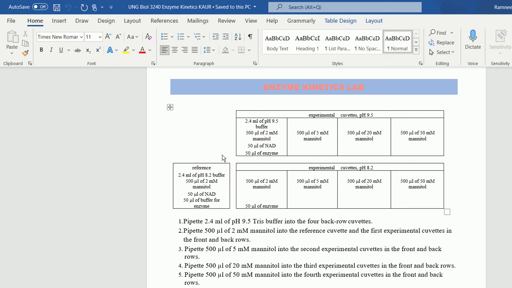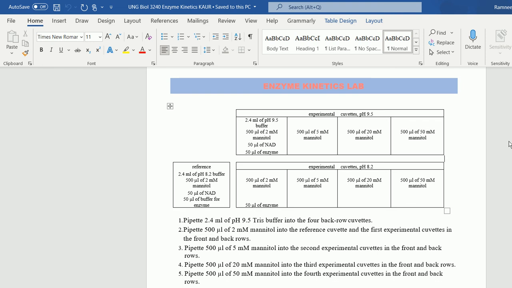All these 4 tubes will get everything same. The only difference will be in terms of the substrate. The first tube will get 500 microliter of 2 millimolar mannitol. The second will get 500 microliter of 5 millimolar mannitol, and the third one will get 500 microliter of 20 millimolar mannitol, and the last one will get 500 microliter of 50 millimolar mannitol. So this is the way you're going to set up.